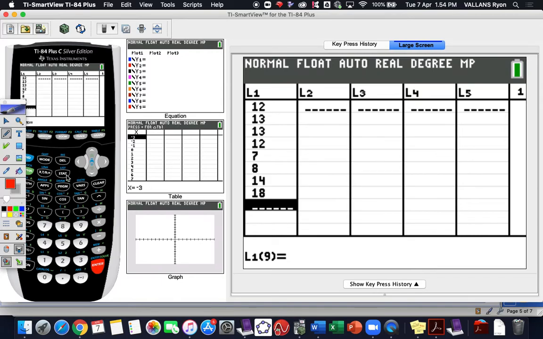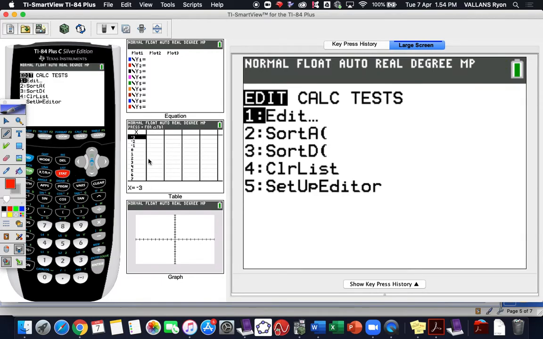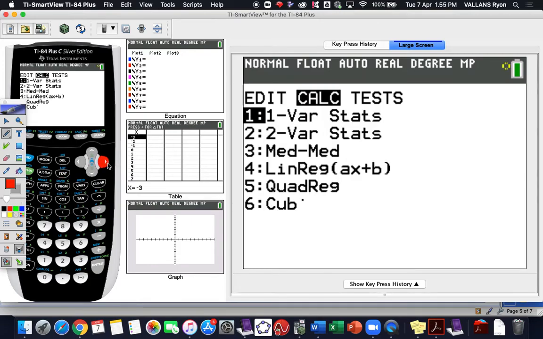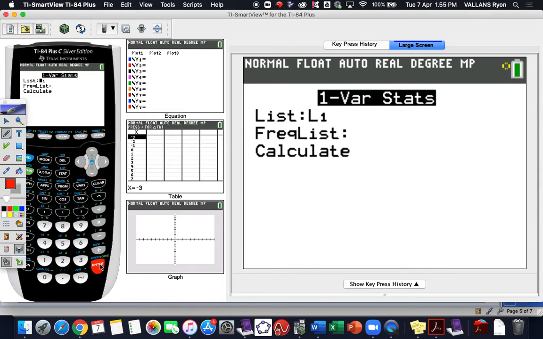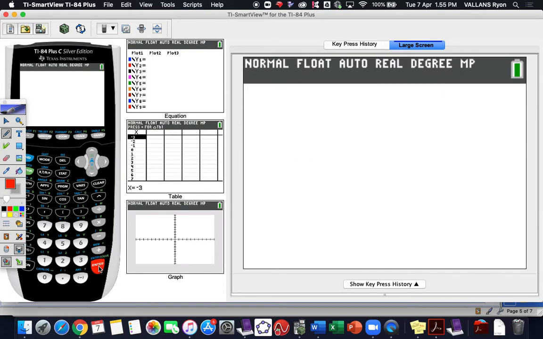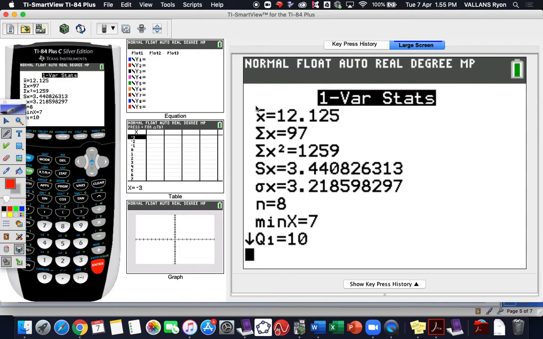Once I have the list done, I hit Stat. I go to Calculate. I don't go to Edit this time. I go to Calculate, C-A-L-C. First one says one variable stats. I hit Enter. I want to use list 1 because that's where I put everything. Don't worry about the frequency list right now. Calculate. And here's the key part with the calculator. This is your symbol for mean. This is the average. So the average is 12.125.